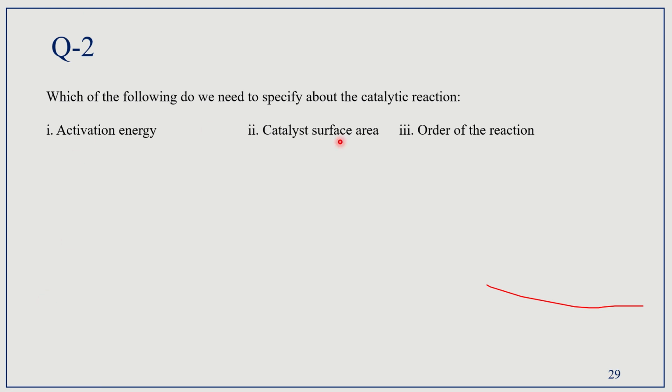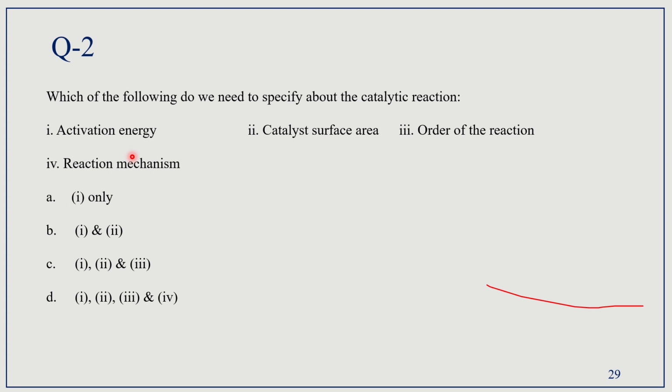So which of the following do we need to specify about the catalytic reaction? First is activation energy, second is catalyst surface area, third is order of the reaction, and fourth is reaction mechanism. So if we are going with this, 1, 2 and 3 are right. We'll just check. The options are: A, 1 only; B, 1 and 2; C, 1, 2 and 3; D, 1, 2, 3 and 4.